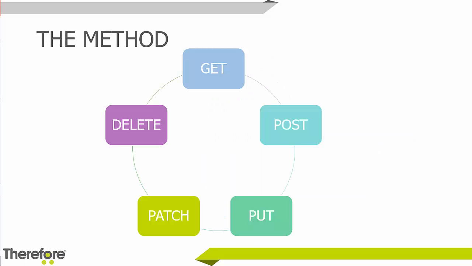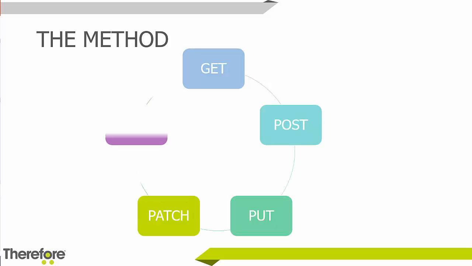So what types of methods are supported here in Therefore? Get, post, put, patch, and delete. So we can use all of these different methods in conjunction with each other to create rather complex exchanges of information. Get means we get a resource from a server. In essence, it means we can read something.